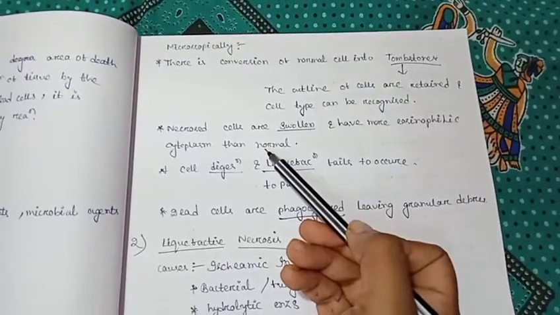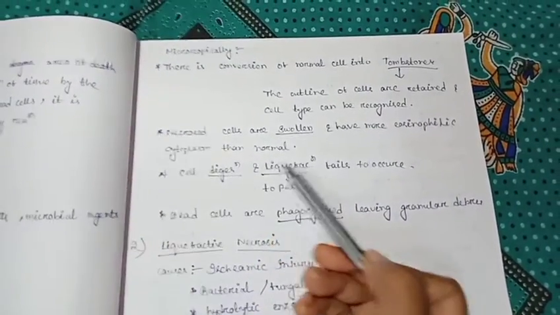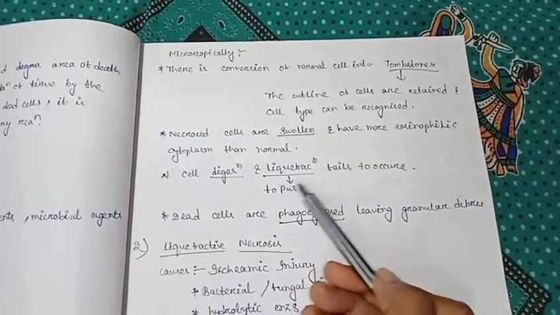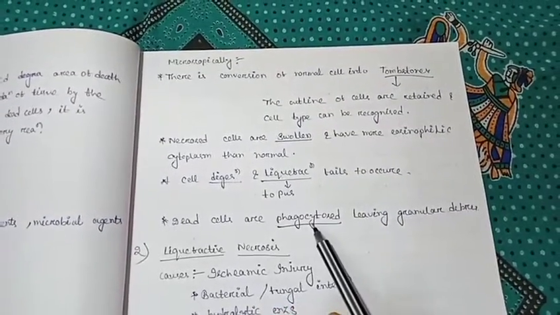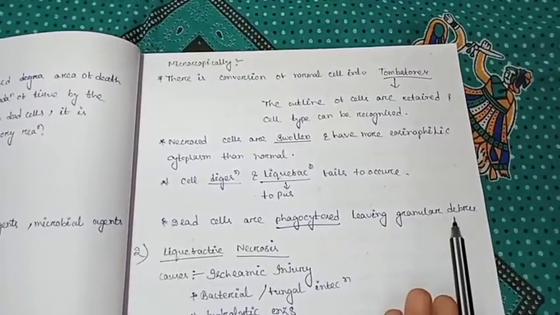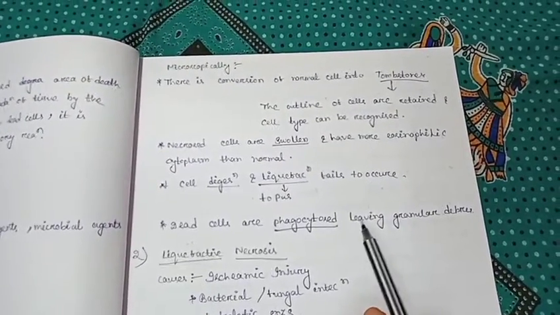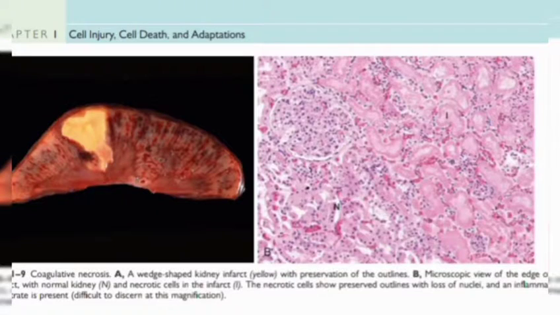So then what happens? Cell digestion and liquefaction fail to occur. Here no pus is formed, and the dead cells are phagocytosed by macrophages, leaving granular debris. This is the gross and microscopical view of coagulative necrosis.